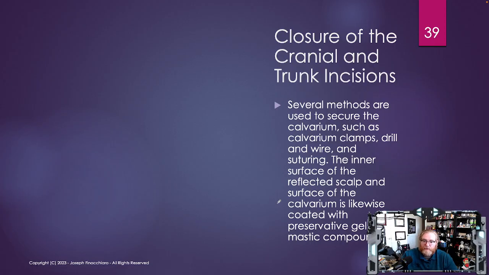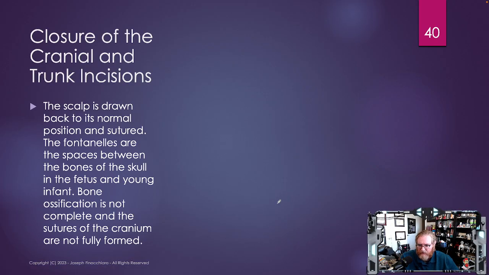Several methods are used to secure the calvarium, such as calvarium clamps, drill and wire, and suturing. The inner surface of the reflected scalp and surface of the calvarium is likewise coated with preservative gel or mastic compound. We will talk much more in length about cranial restoration during the autopsy chapter. The scalp is drawn back to its normal position and sutured.